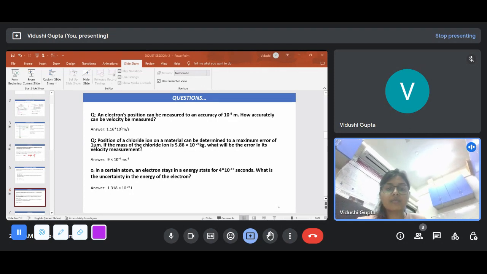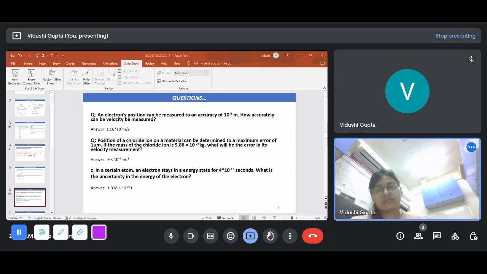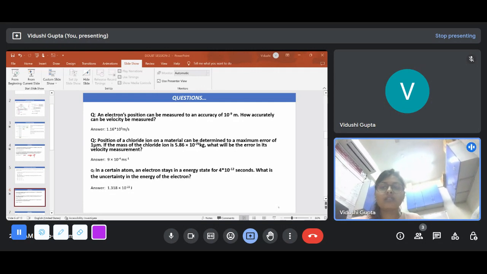Now we will solve some questions. This symbol is of which operator? Laplacian, dot energy, potential energy, and vector. So this symbol is for the Laplacian operator.